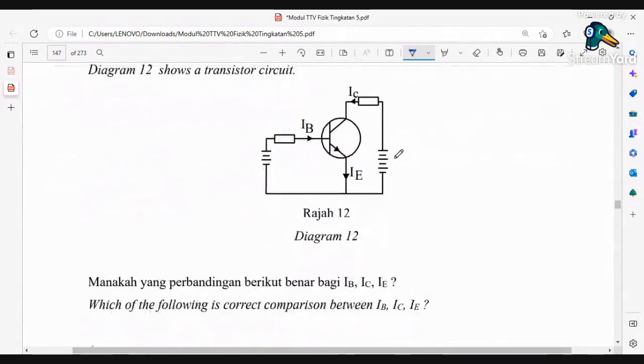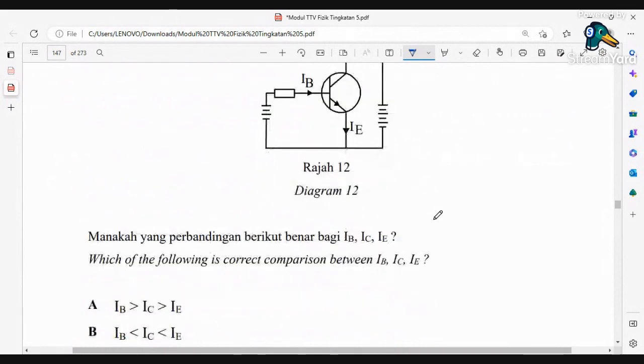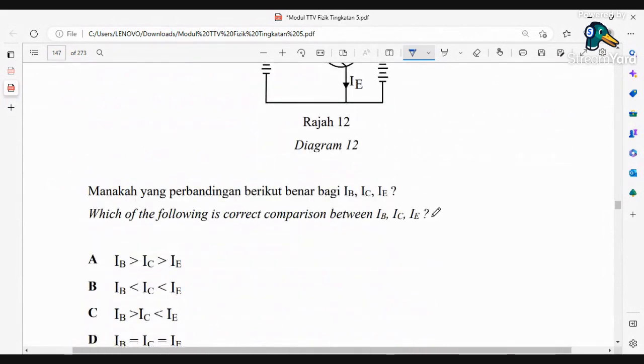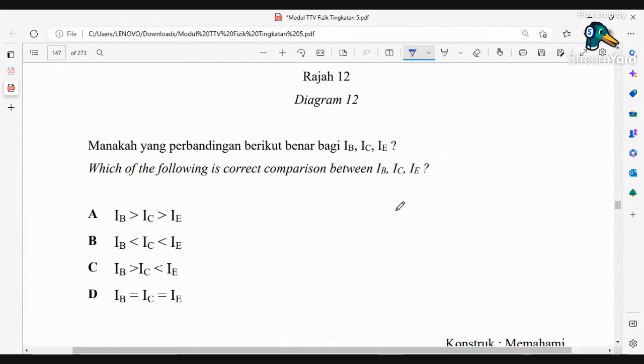Number 14, transistor circuit. Which of the following is the correct comparison between IB, IC and IE? IE is the biggest one, IB is the smallest one.